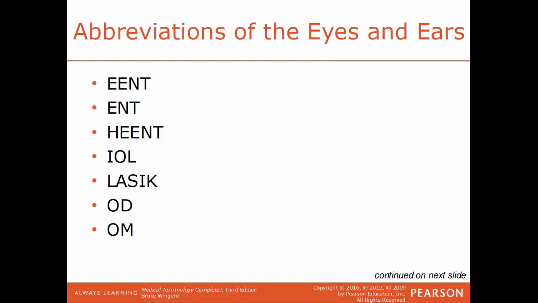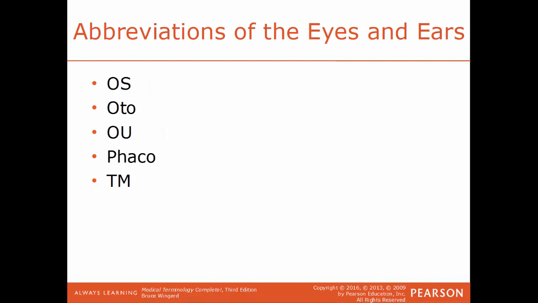The OD is a Latin acronym, stands for oculus dexter, which means the right eye. OM, otitis media. OS is Latin abbreviation oculus sinister, or the left eye. Oto is short for the ear. OU means both eyes. Phaco is short for phacoemulsification. TM, tympanic membrane, or the eardrum.